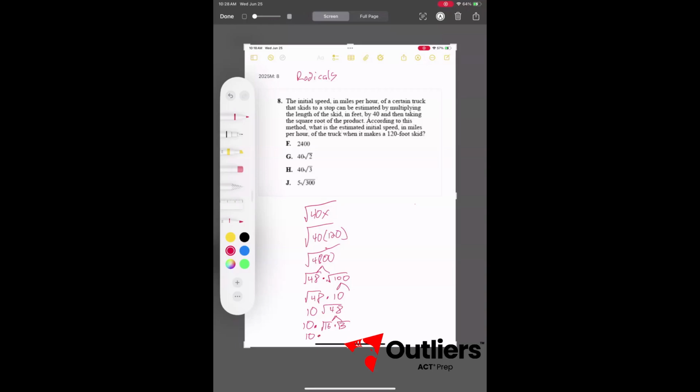So we know that the square root of 16 is 4. And so we can't simplify root 3 down any further. So it's just going to be 10 times 4 times root 3, which is 40 root 3, answer H.